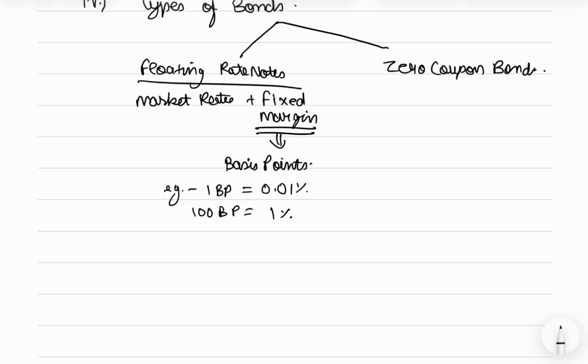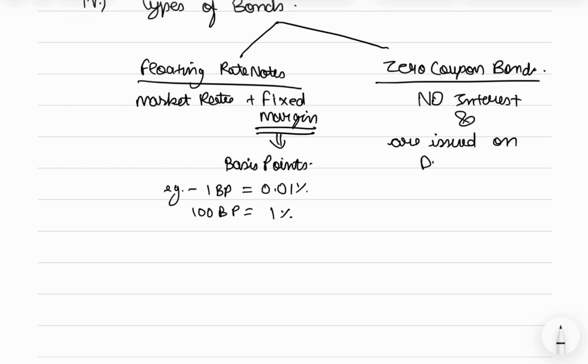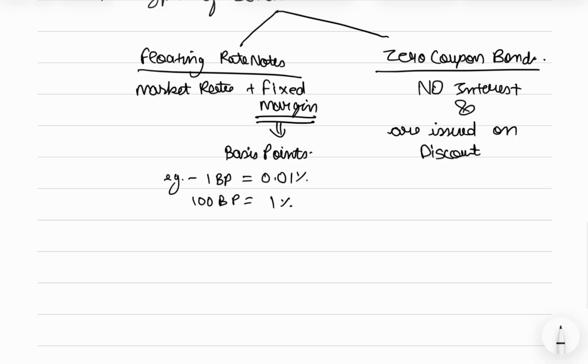Then we have something known as zero coupon bonds. These are bonds which will have no interest and are issued at a discount. Zero coupon bonds do not pay interest during the tenure, and are issued at a discount and repaid at full value.